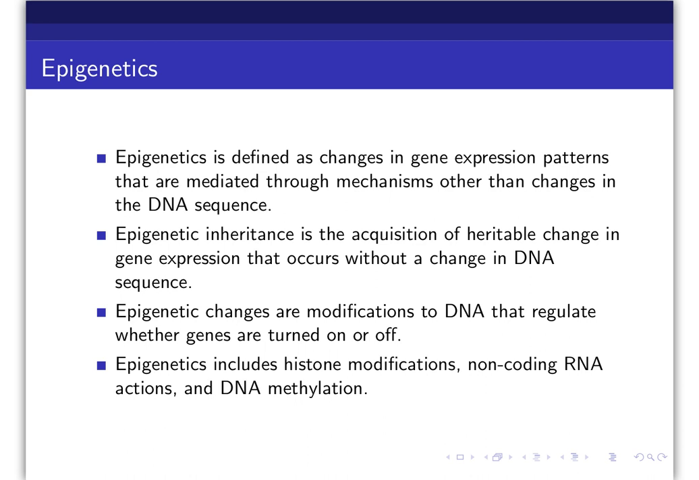Epigenetic inheritance is the acquisition of heritable change in gene expression that occurs without a change in DNA sequence. Epigenetic alterations allow genomic adaptation to environmental changes and insults. That is, epigenetic changes are modifications to DNA that regulate whether genes are turned on or off. These modifications are attached to DNA and do not change the sequence of the DNA building blocks. Examples of epigenetic modifications include histone modifications, non-coding RNA actions, and DNA methylation. In this module, we will discuss DNA methylation.